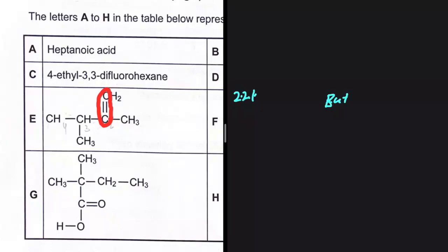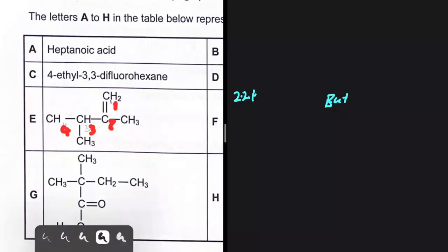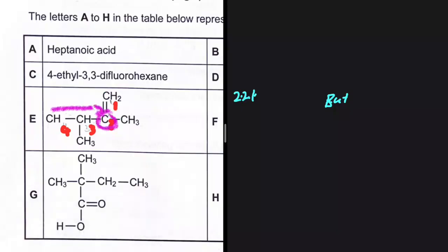We have to start numbering from the side closest to the double bond. Okay? If we are saying that we have 1, 2, 3, 4 carbons, then if we start numbering from this side, then we will get to the double bond first, okay? Because if we start numbering from this side, then the double bond will be on the third carbon, and that's not what we want. We want the side closest to the double bond, which will be this side. So this is our longest carbon chain, okay, which is but.